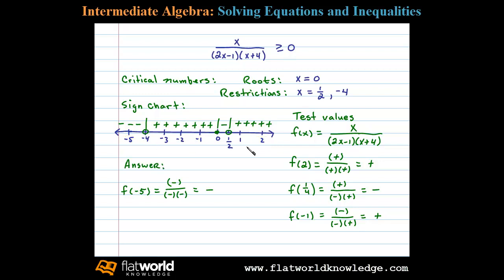And so from our sign chart, we can see that we obtain positive results when x is in between negative 4 and 0, and also when x is greater than 1/2. Now we can write this using interval notation: parenthesis negative 4 to 0 inclusive using a bracket, union, parenthesis 1/2 to infinity.